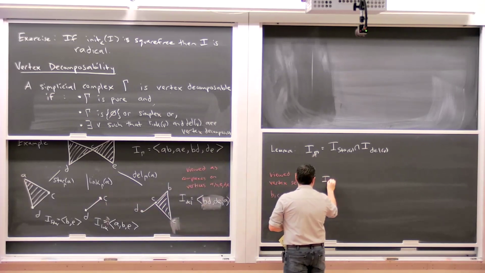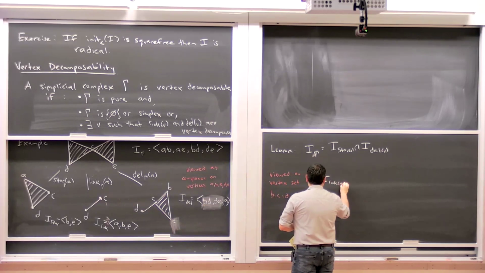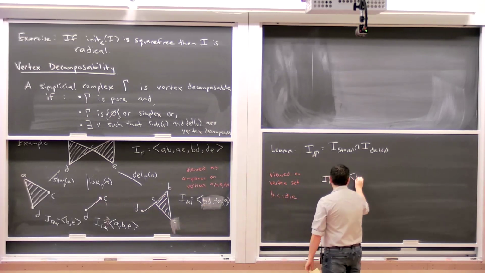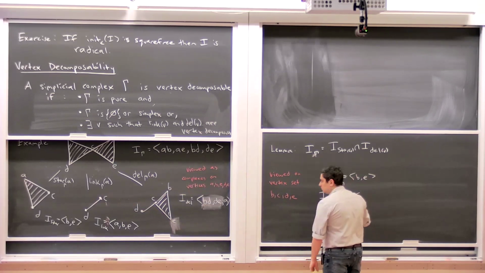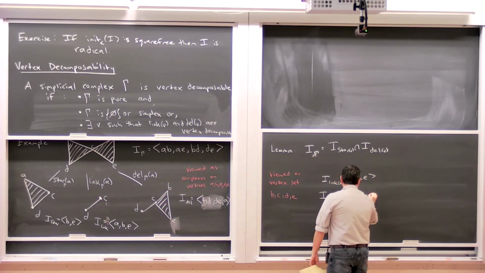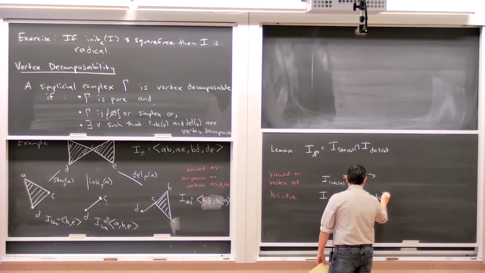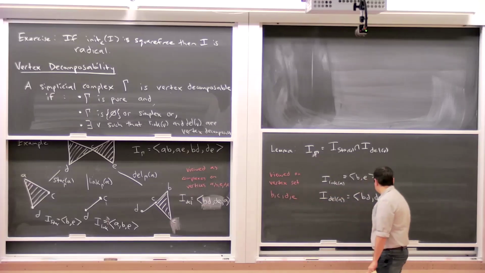So then you would get that the I link of A is equal to just B and E. And you would get that the deletion is just BD and DE.